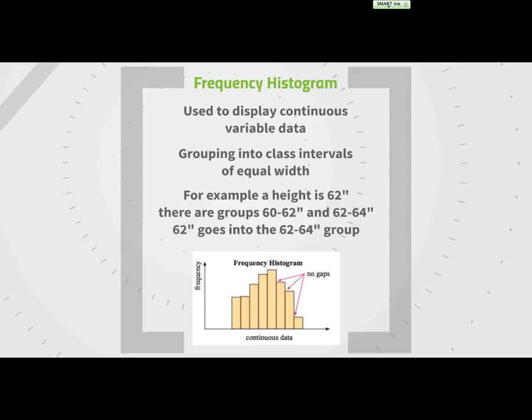So we can use these data displays to find different information. We'll talk more about that as we move on into future chapters as well. But we can also see distribution. So we're going to talk about distribution next.